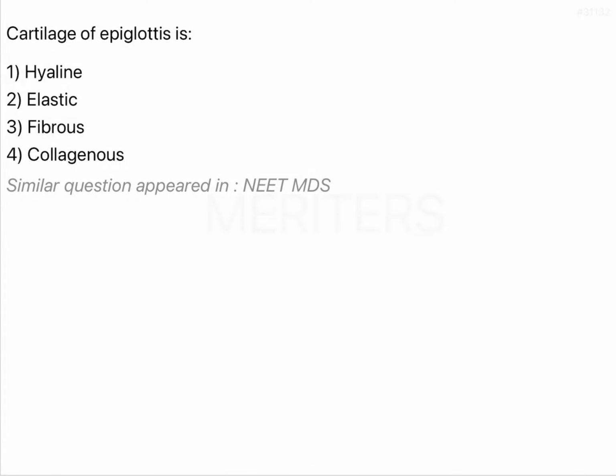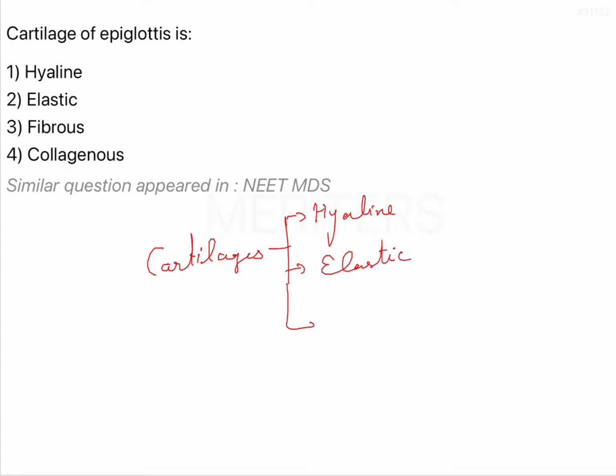Cartilage of epiglottis is, the options are hyaline, elastic, fibrous and collagenous. So basically there are three types of cartilages which we have to read histologically. One is hyaline, then you have the elastic cartilage, and the third one is the fibrocartilage. Now these are the three things which we have to read.